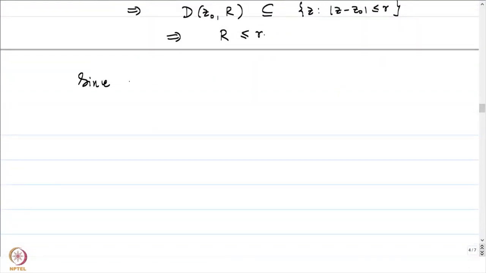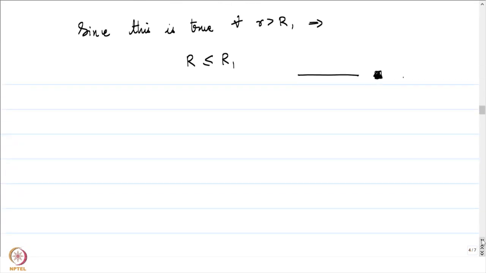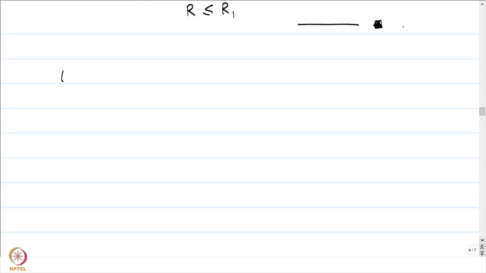Since this is true for all r greater than r1, this implies that r is less than or equal to r1, and hence we have completed the proof of the ratio test. So the ratio test gives us a very handy way to compute the radius of convergence at times. So for example, let's look at a few examples now.